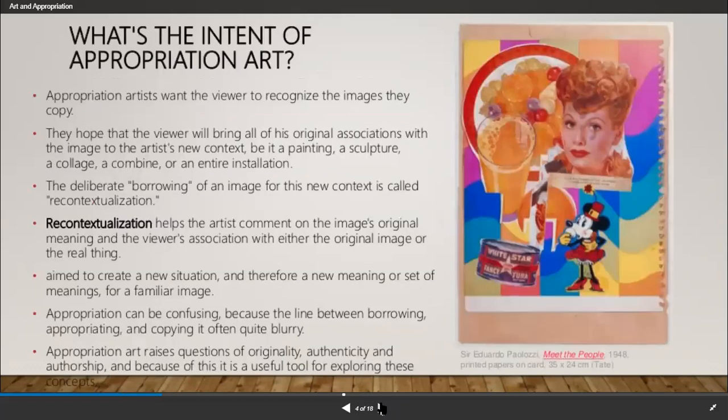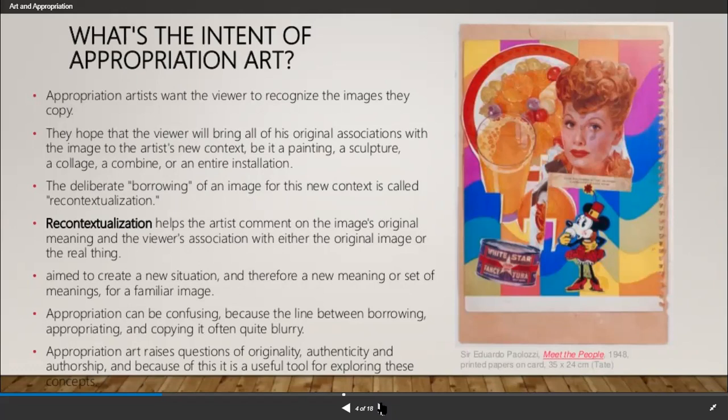So what's the intent of appropriation? Appropriation artists want the viewers to recognize the images they copy. Of course, if you want to copy something, it should be recognized by the viewer. So they hope that the viewers will bring all of these original associations with the image to the artist's new context, be it a painting, a sculpture, a collage, a combine, or an entire installation. The deliberate borrowing of an image for this new context is called recontextualization. Recontextualization is how the artist comments on the image's original meaning and the viewer's association with either the original image or the real meaning. So from the word appropriation, we have the word recontextualization, because it undergoes some changes.